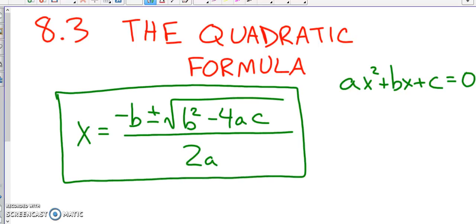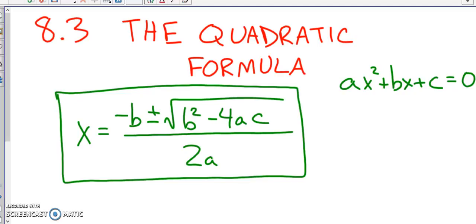If you ever need to remember it, there's a nice little song to the tune of Pop Goes the Weasel. X equals negative b plus or minus square root of b squared minus 4ac all over 2a. I'm not doing that again.